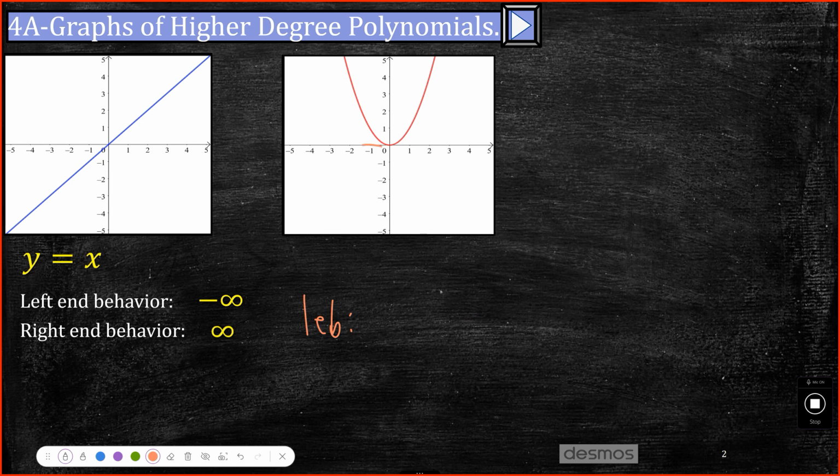As I keep going to the left, what is the graph doing? Let me put the arrowheads on them. What is the graph doing? As I keep going to the left, it's going up, positive infinity. So the left-hand behavior, you could go ahead and write it like this, LEB, just to speed it up if you want to. Left-hand behavior is positive infinity, and what is the right-hand behavior? Positive infinity? Yes?